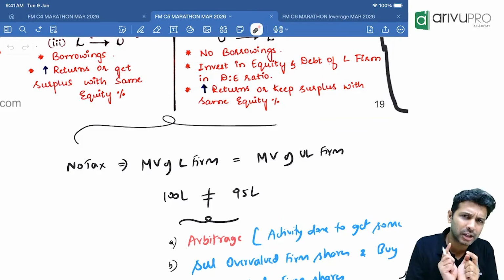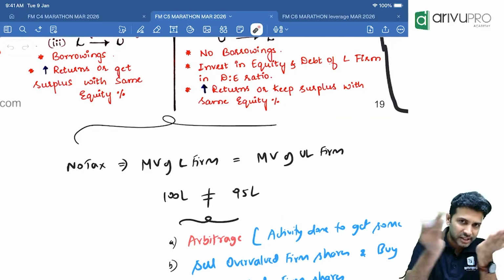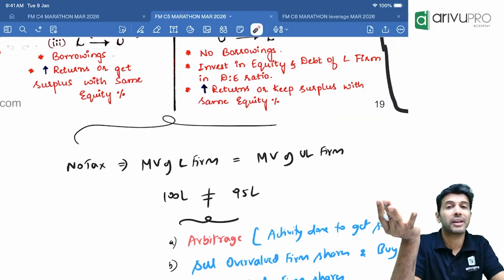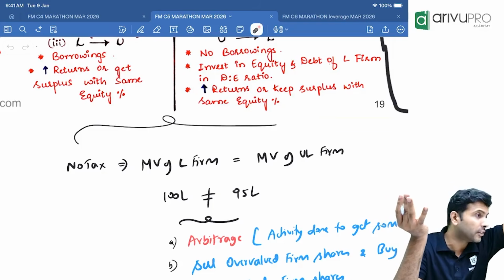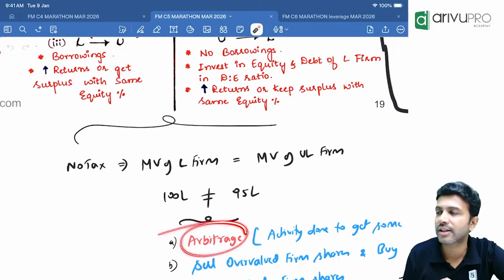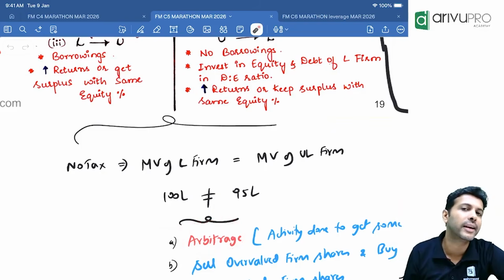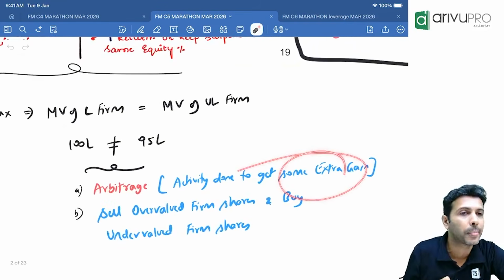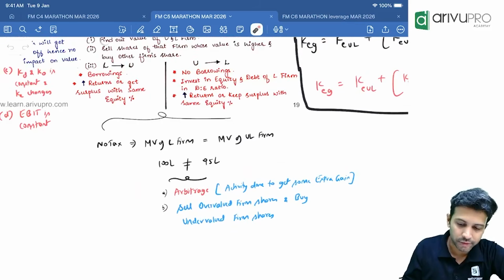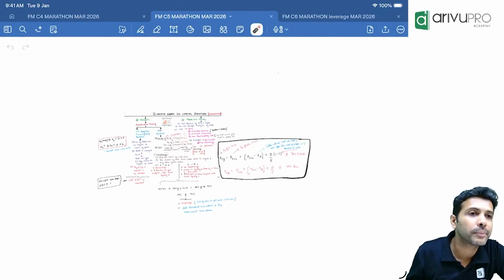Done now. But now you know the meaning of arbitrage. What is the meaning of arbitrage? If there is no tax rate, both values should be the same. If it is not the same, only then can an investor do something called arbitrage. Arbitrage is simply some extra activity done by the investor to get some extra gain. Okay, so far this is good enough. All right, can I move on to the next one?